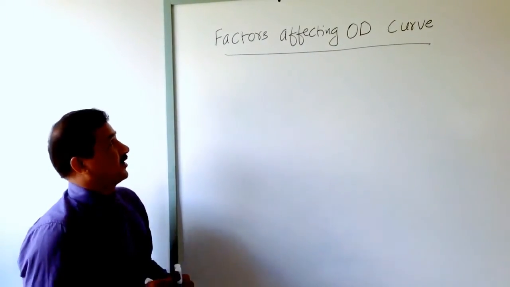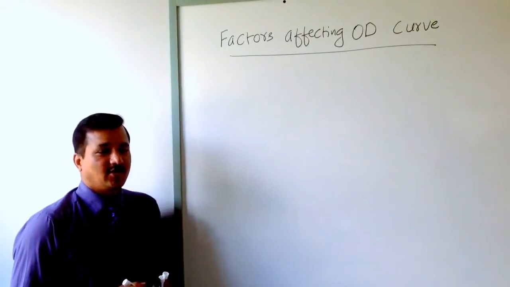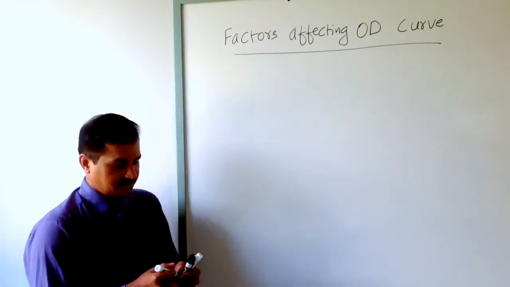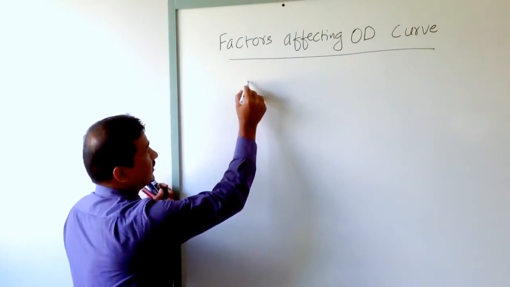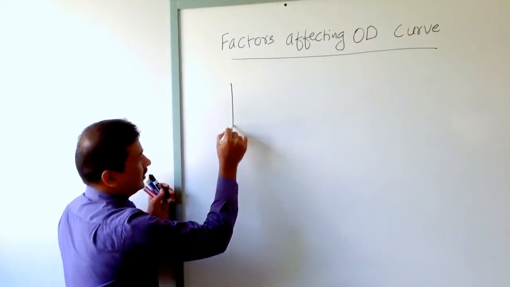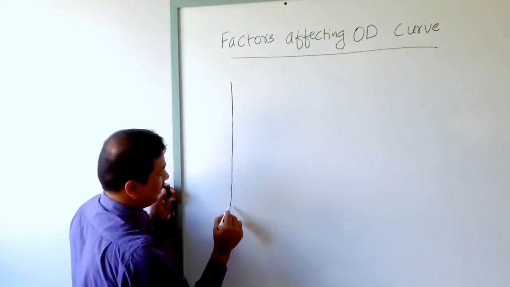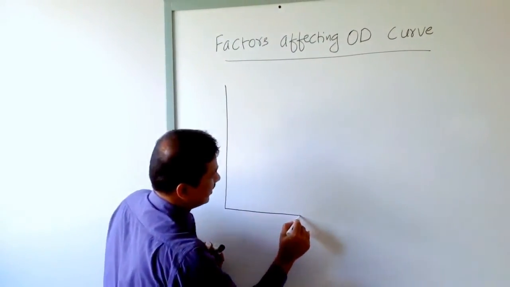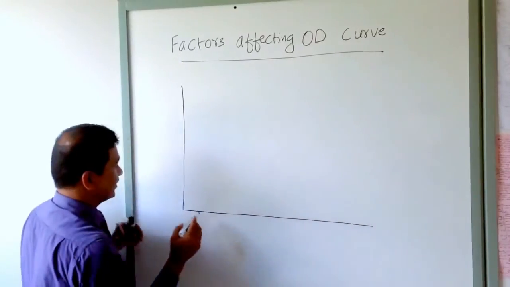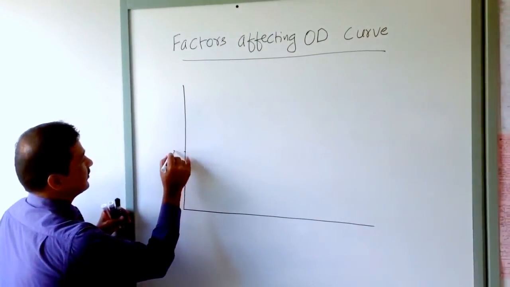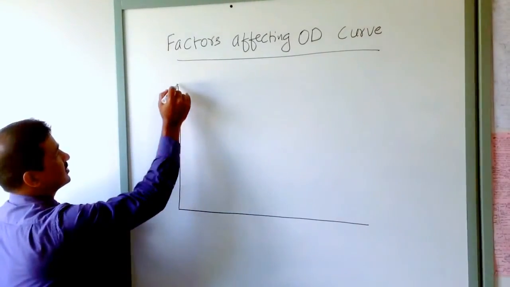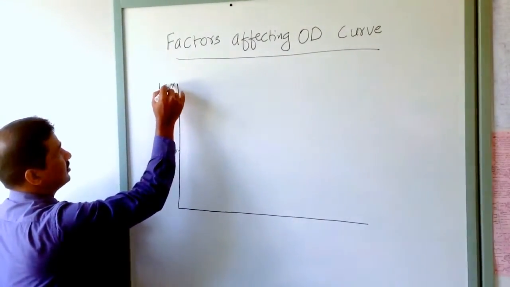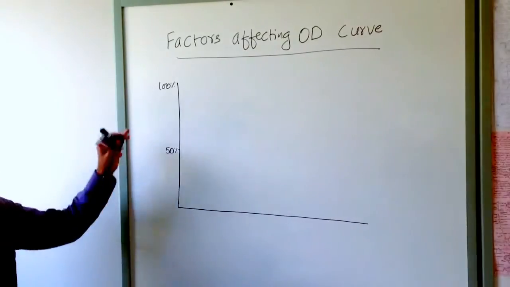Today I am going to explain factors affecting oxygen dissociation curve. So first let me write the oxygen dissociation curve here. So here is the y-axis, and say this is 50% saturation, 50% of oxygen saturation, and this is 100% oxygen saturation.